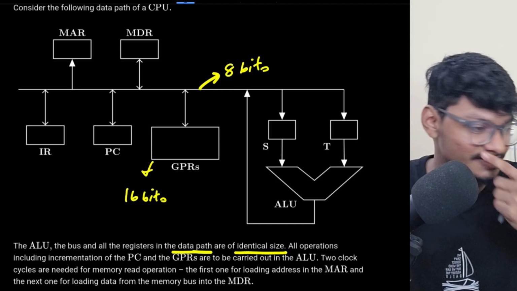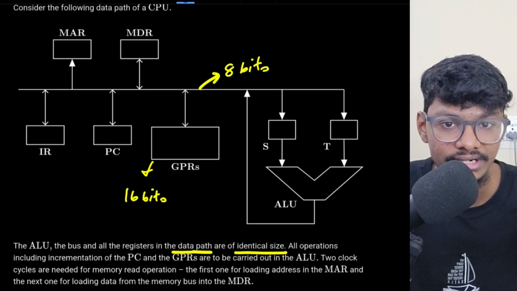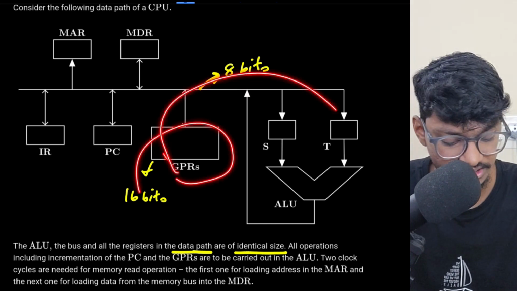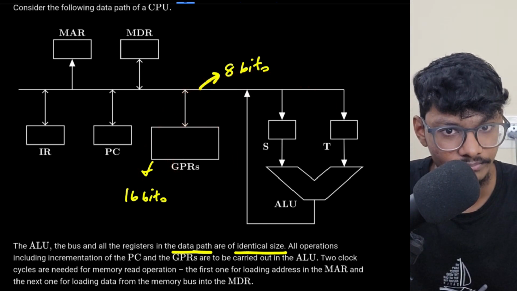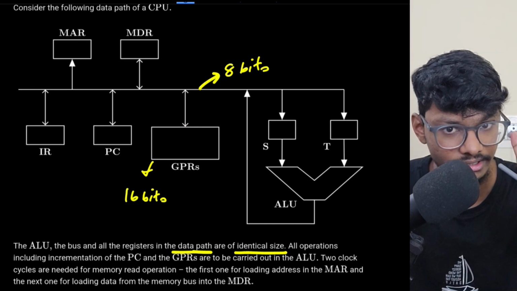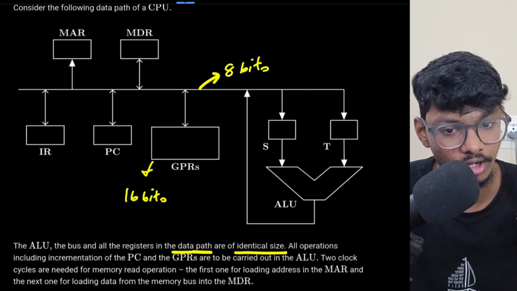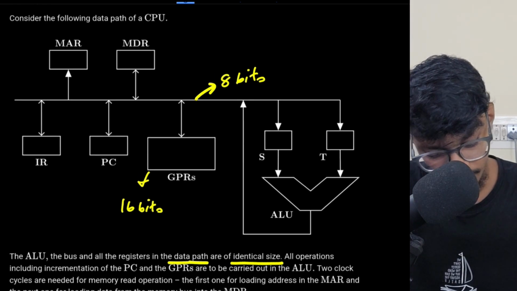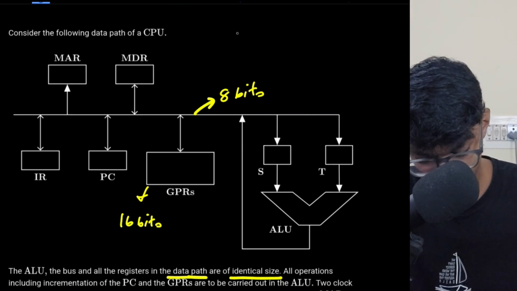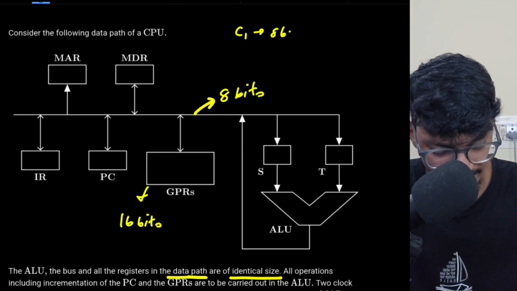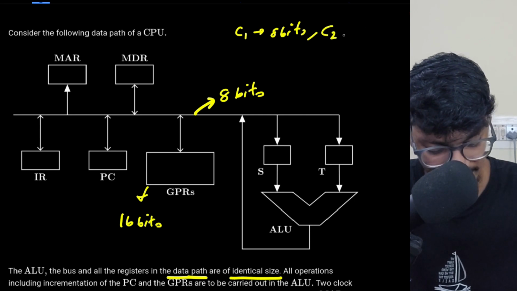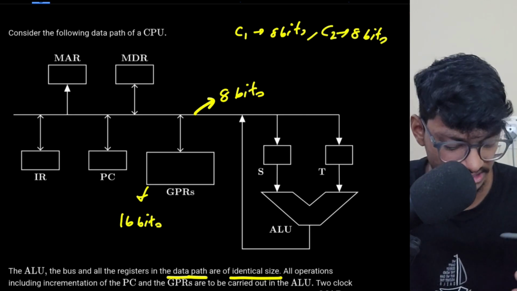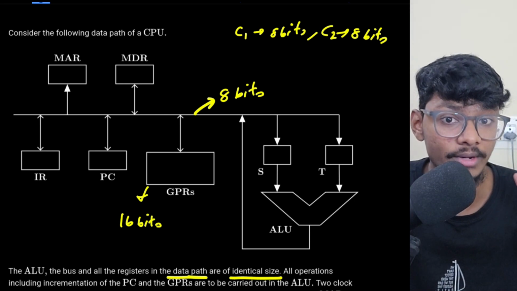Please let me know in the comments or just reply somewhere. How many cycles will I require to transfer the data from a general purpose register to the T register? 2 cycles. Why? In cycle C1, the first 8 bits will go, then in the second cycle, the next 8 bits will go, total 16 bits. I cannot transfer all 16 bits at a time. So it will be twice as much.